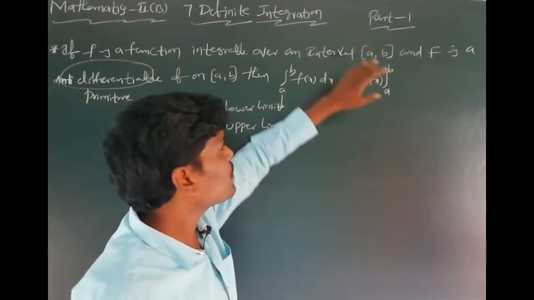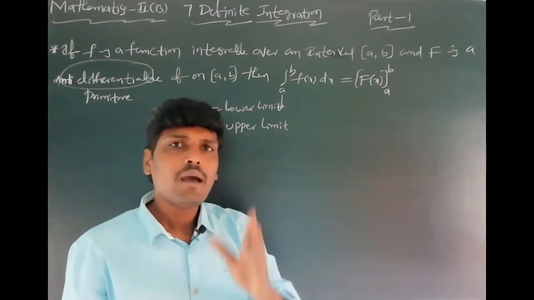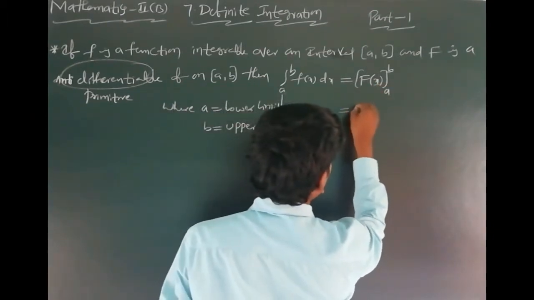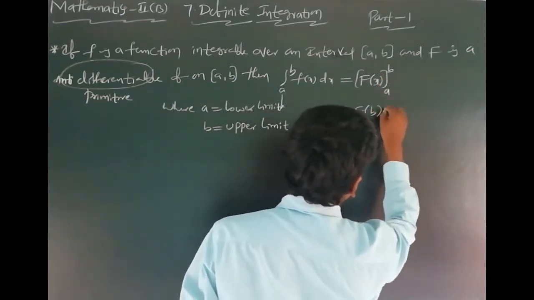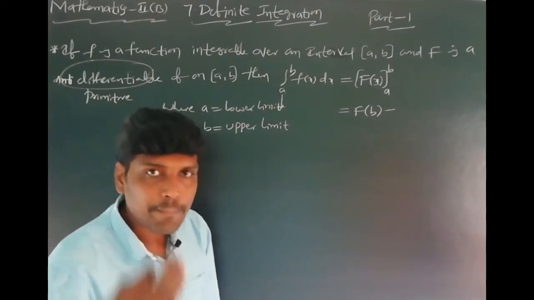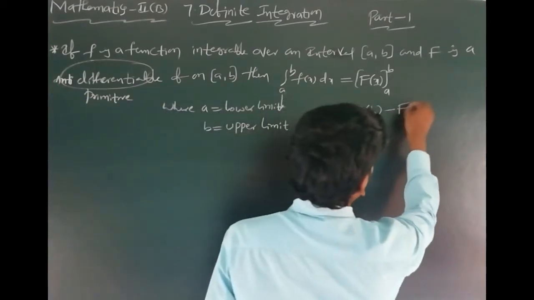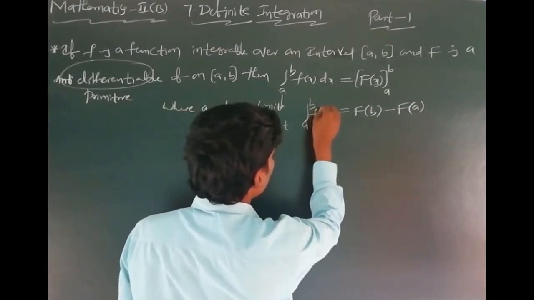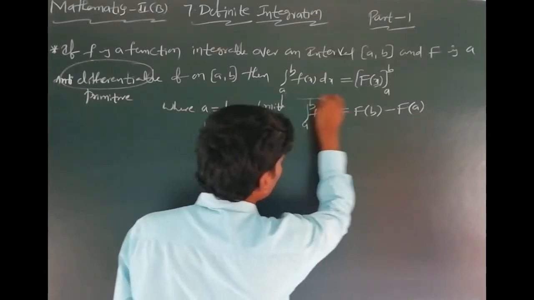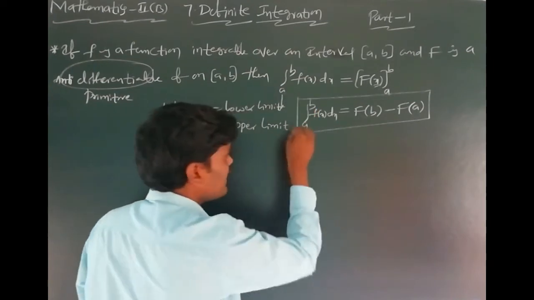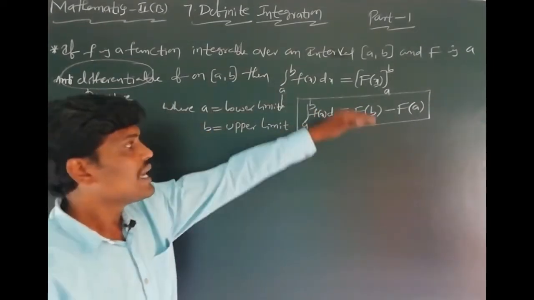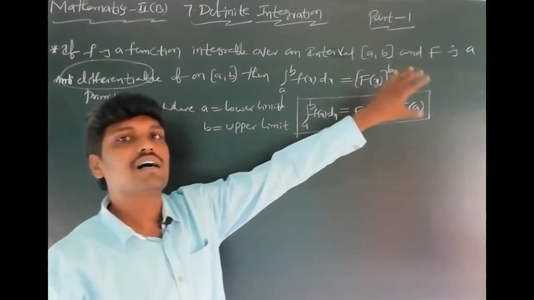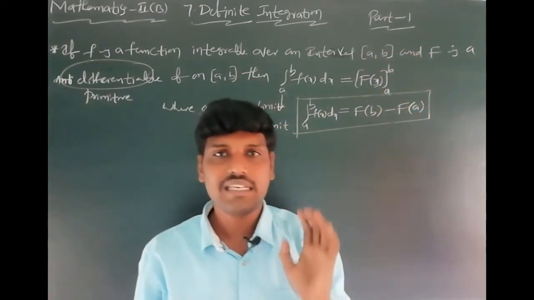After that you substitute the limits. First you substitute the upper limit b in place of x, and subtract the value with the lower limit a substituted. Then integral a to b f of x dx is equal to capital F of b minus capital F of a. This is the definition of definite integration.